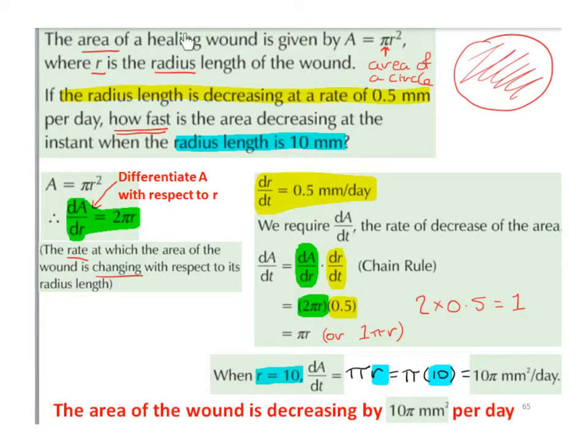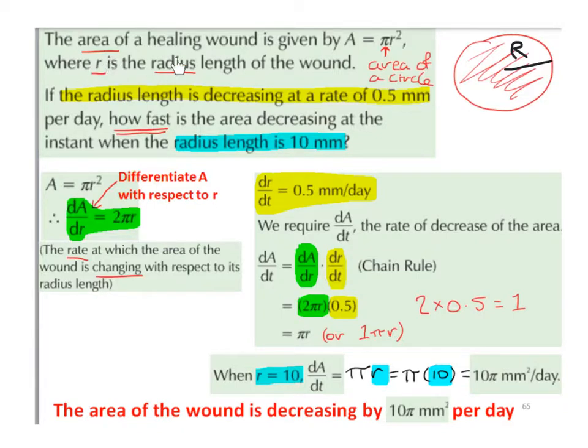The area of a healing wound is given by A equals pi r squared. This is the formula for the area of a circle. Let's imagine this is a wound in the shape of a circle and it is healing, where r is the radius length of the wound. The radius is a line that goes from the center to the edge, and we're labeling it as r. So this is the radius of the circle.